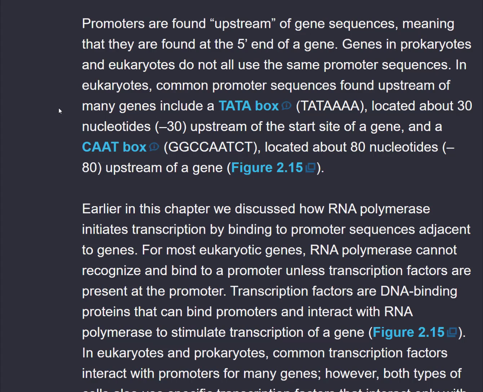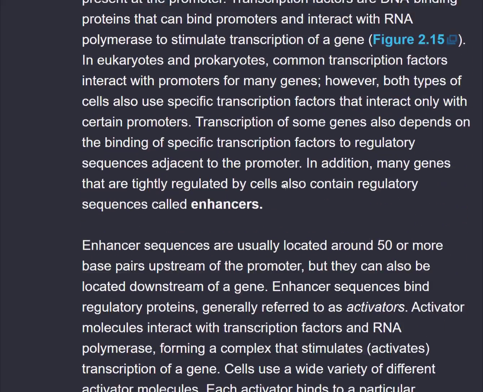CAAT box. Short nucleotide sequence, capital CAAT, usually located approximately 80 to 90 base pairs upstream in the 5' direction of the start site of many eukaryotic genes. Part of promoter sequence bound by transcription factors used to stimulate RNA polymerase.